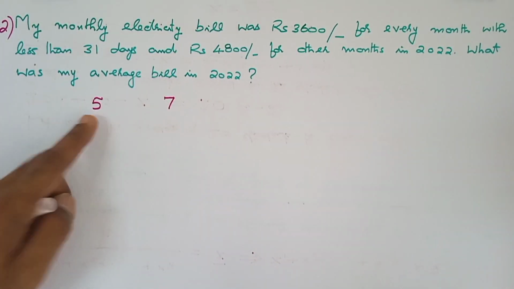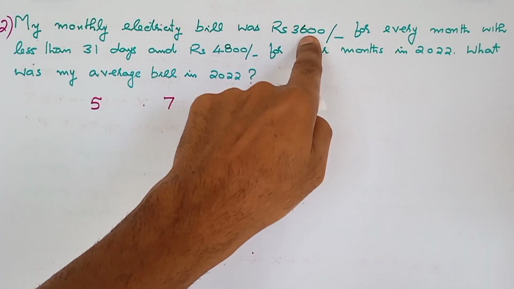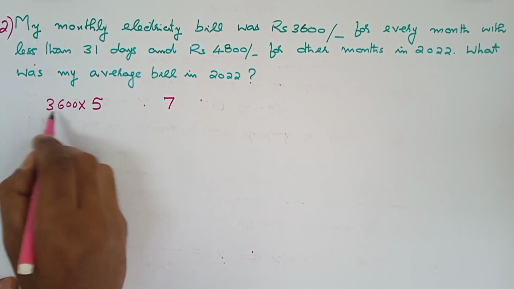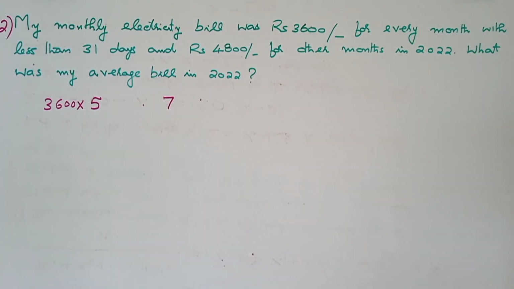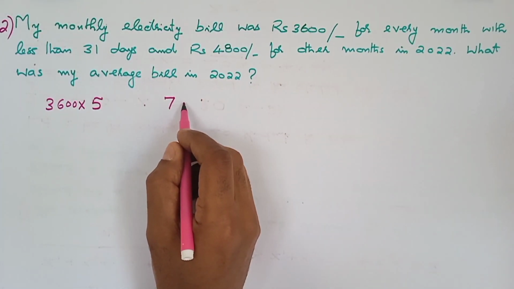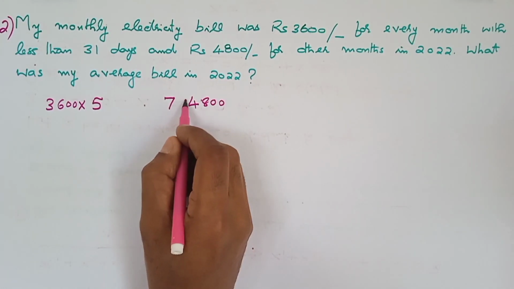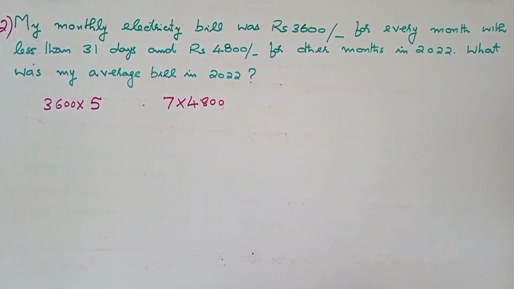So there are 5 months with less than 31 days, and for those 5 months, the bill was 3,600 for every month. So this will give you what? 3,600 into 5 will give you the total electricity bill for 5 months. Then they say for the other 7 months, monthly bill was 4,800. So this into this will give you what? The total electricity bill for the other 7 months.